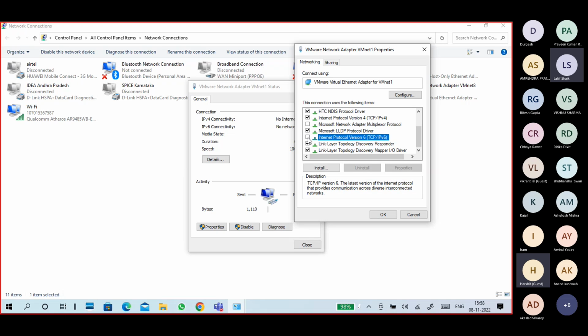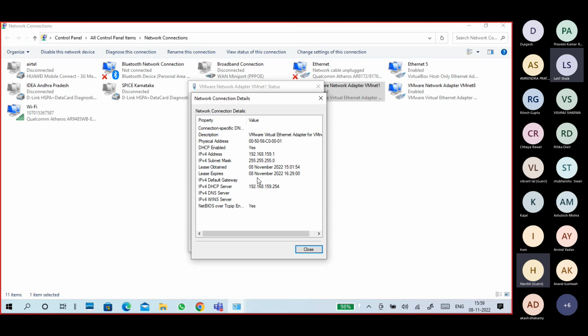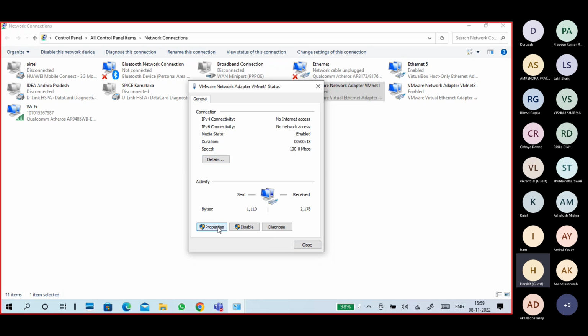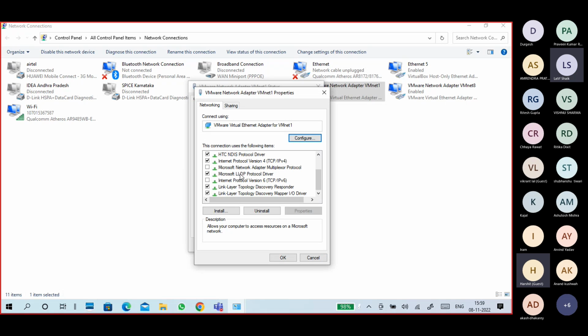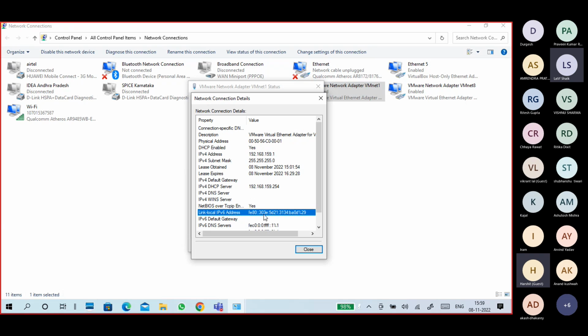If I remove this check mark for IPv6, what will happen? We'll see. Where is this link local IP address? It will be gone. So now it is only an IPv4 type network, not even a link local IP address. Even if I check it, at maximum I will get a link local IP address.